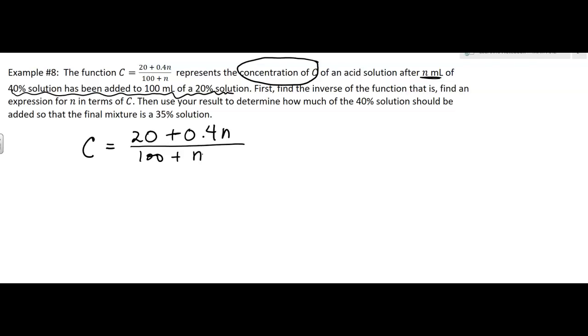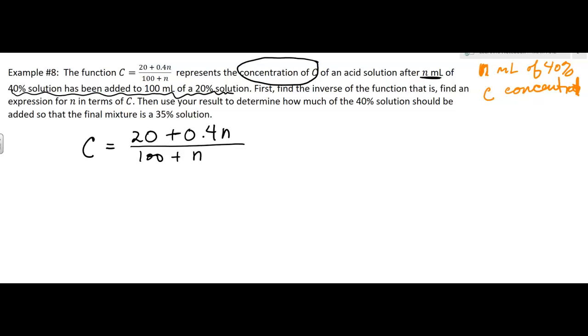Now, what did n represent? We want to remember that. So n is milliliters of 40% solution. Okay? So remember that's what n is. And what is C? C is concentration. Okay. So now we're going to write this formula they gave us. We need to get n by itself.